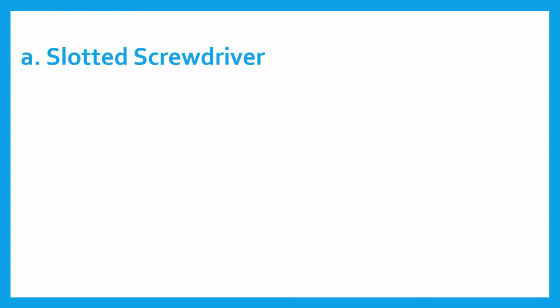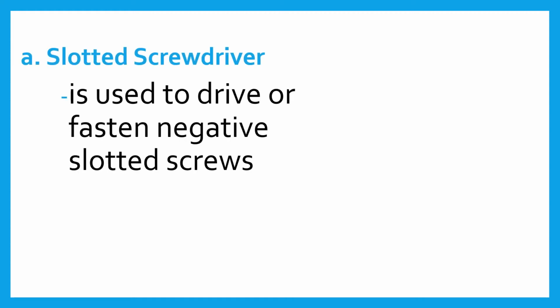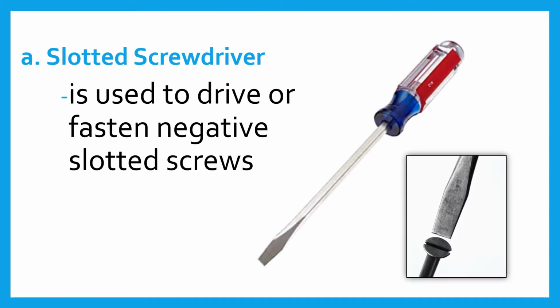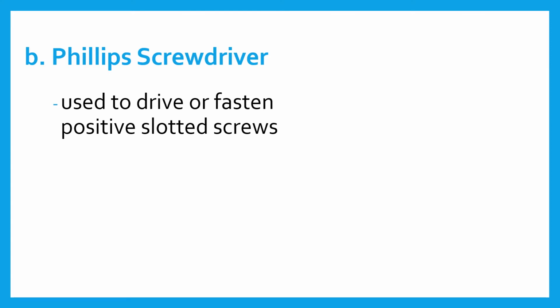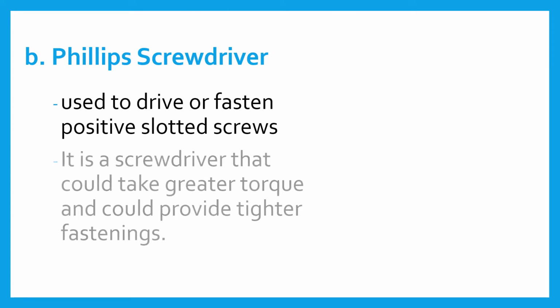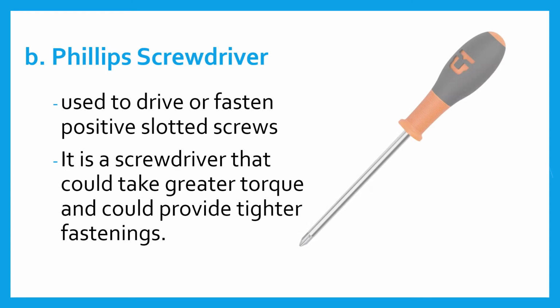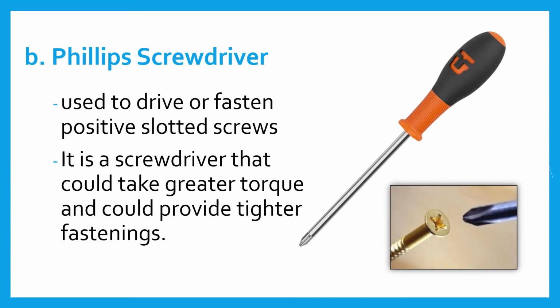Letter A. Slotted screwdriver. It is used to drive or fasten negative slotted screws. Letter B. Phillips screwdriver. It is used to drive or fasten positive slotted screws. It is a screwdriver that could take greater torque and could provide tighter fastenings.